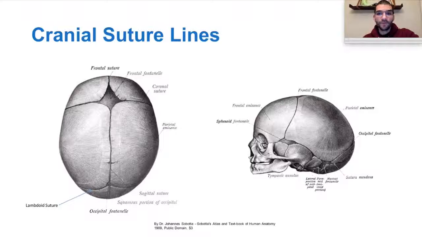Now, what are these sutures? So essentially you have a frontal suture, a coronal suture, a sagittal suture, and in the very back you have a lambdoid suture. Those are the big sutures. And as you can see at the very front, you have the frontal fontanelle, and then you have an occipital fontanelle, which are those soft spots that you feel in a newborn. And I'll describe why the sutures are important in just a second.